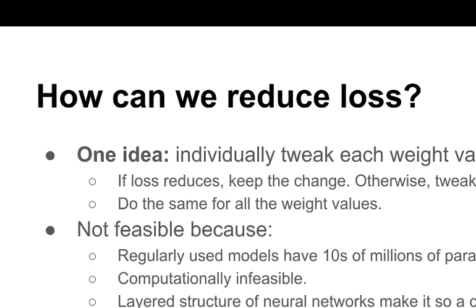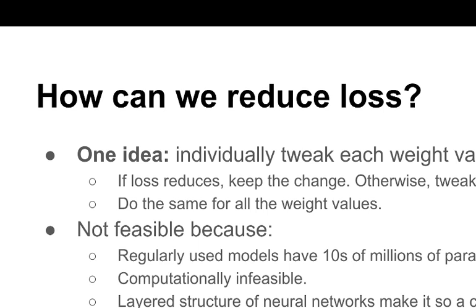One idea is to individually tweak each weight value. Say you get some loss right here, right? Some value J theta right there. And you want to improve that. What you could do is change the value of maybe this parameter right here. Change it to something random, and you run the model again. If it performs better, you keep the change. If it doesn't, you change it even more, right? And you keep on doing that.